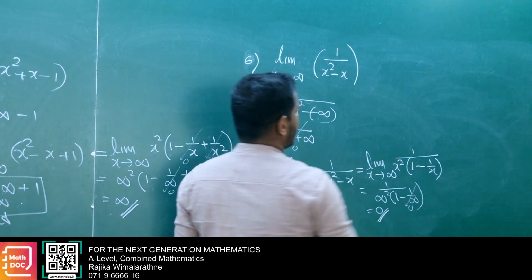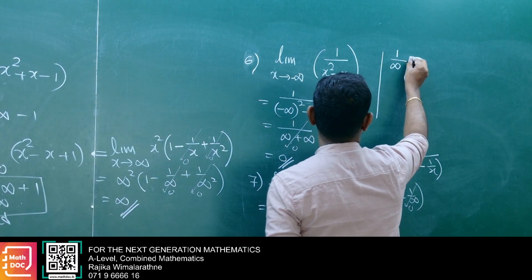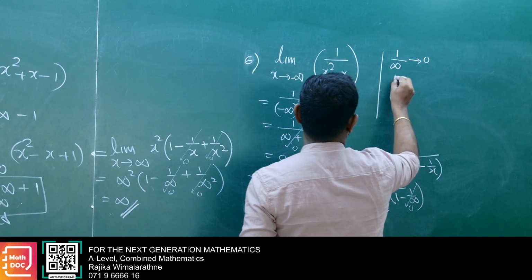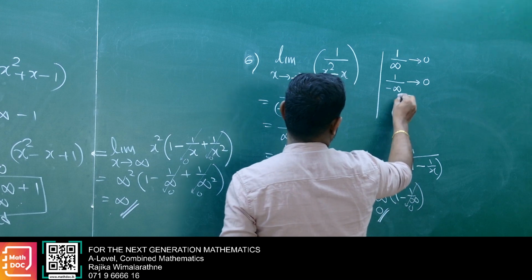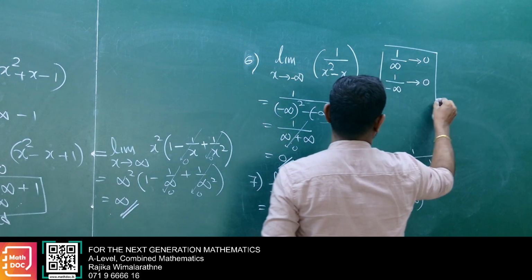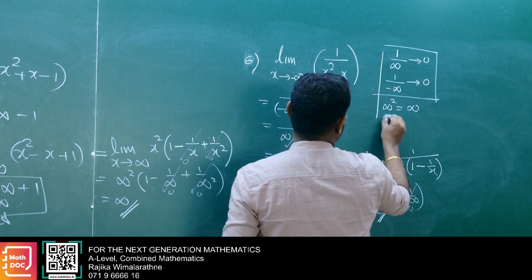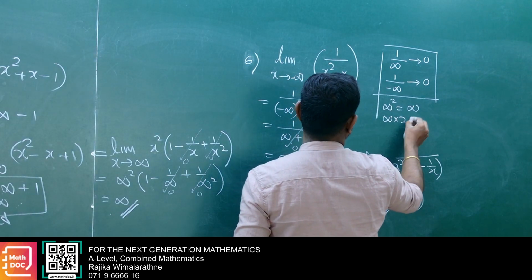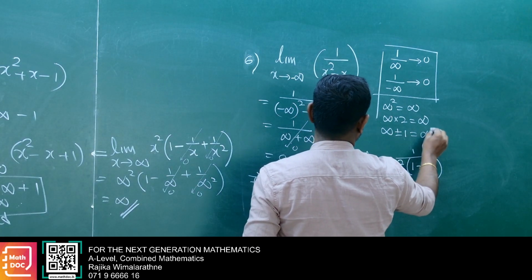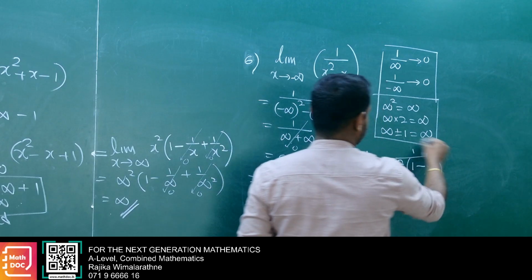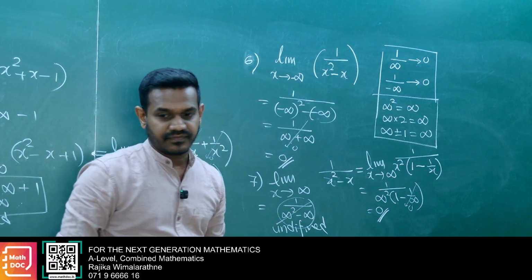Then you have to remember that 1 over infinity goes to 0, and 1 over minus infinity goes to 0. Infinity square equals infinity. Infinity times 2 is infinity. Infinity plus or minus 1, they are all infinities. Do those examples.